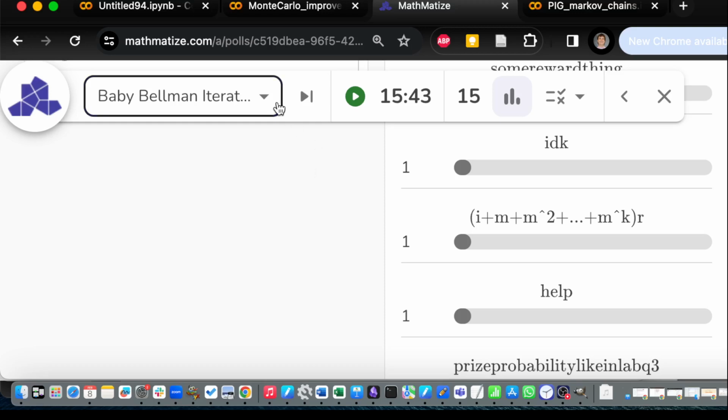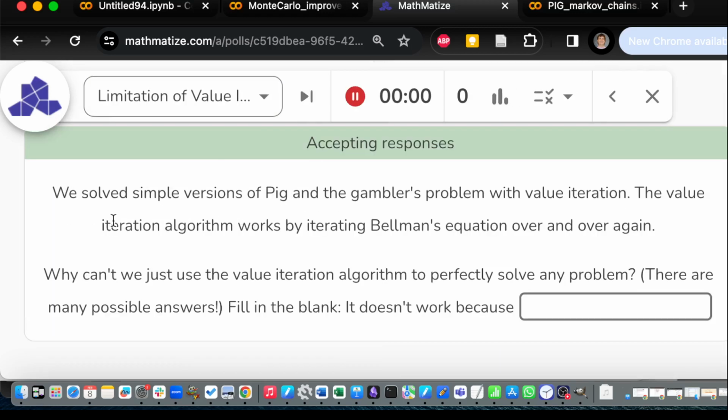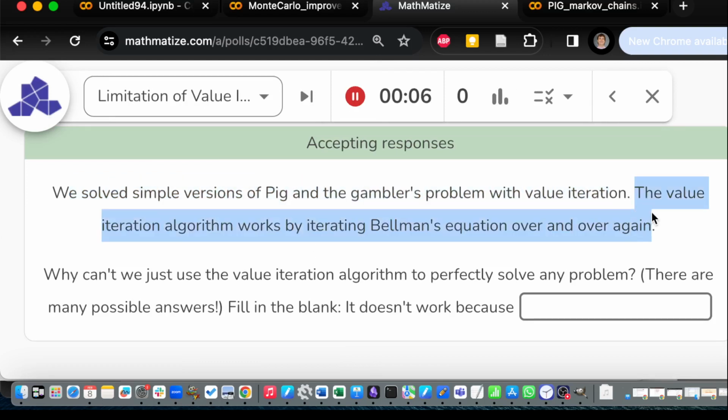Right. Okay. So here is the question for you guys. So far we've solved the one-player version of Pig. We solved the gambler's problem, and it works by iterating the Bellman equation over and over. Why can't we just do this always? What would be a situation where you can't just use the value iteration algorithm? It works very well when it works, but there are many possible answers for what the limitations are. It doesn't always work because blank.